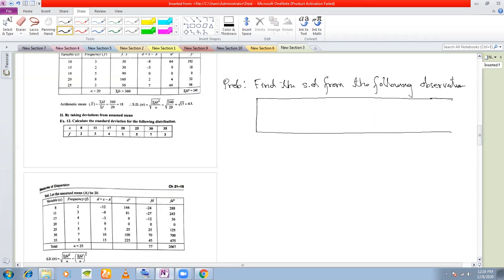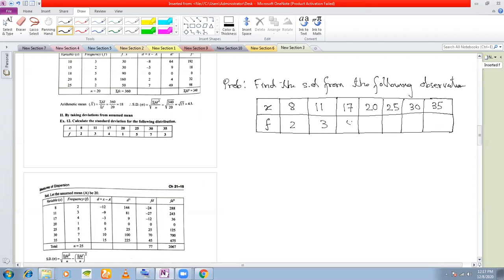Tanisha, now you can see clearly. Yes, sir. You have X, and this is your F is for frequency. So you have 7 columns here. 8, 11, 17, 20, 25, 30, 35. And the frequencies that are given here are 2, 3, 4, 1, 5, 7, 3.